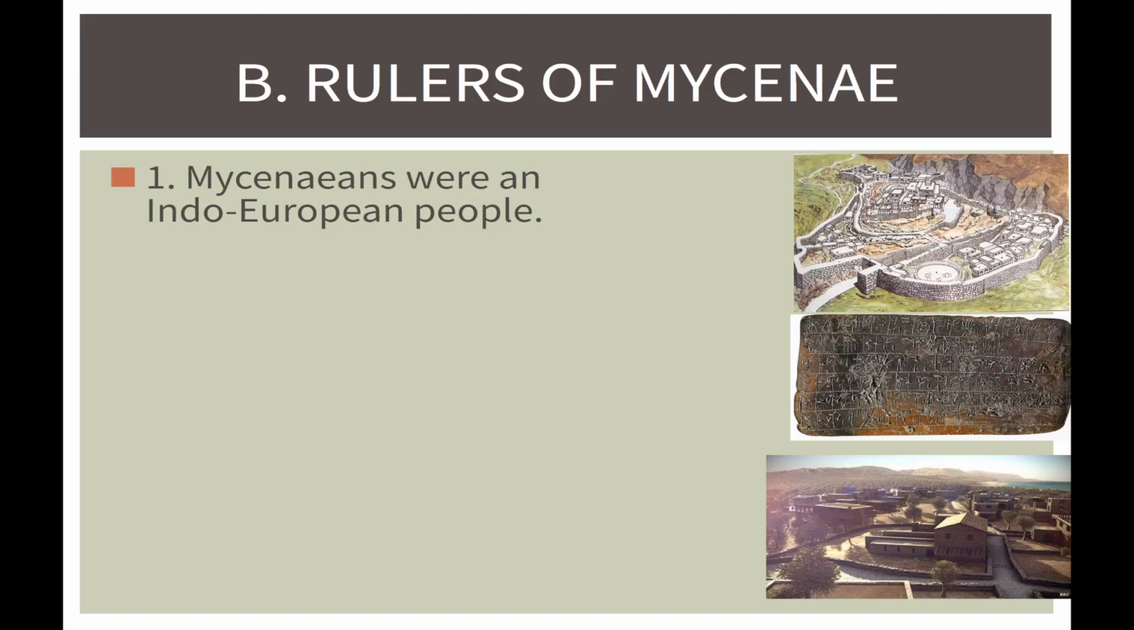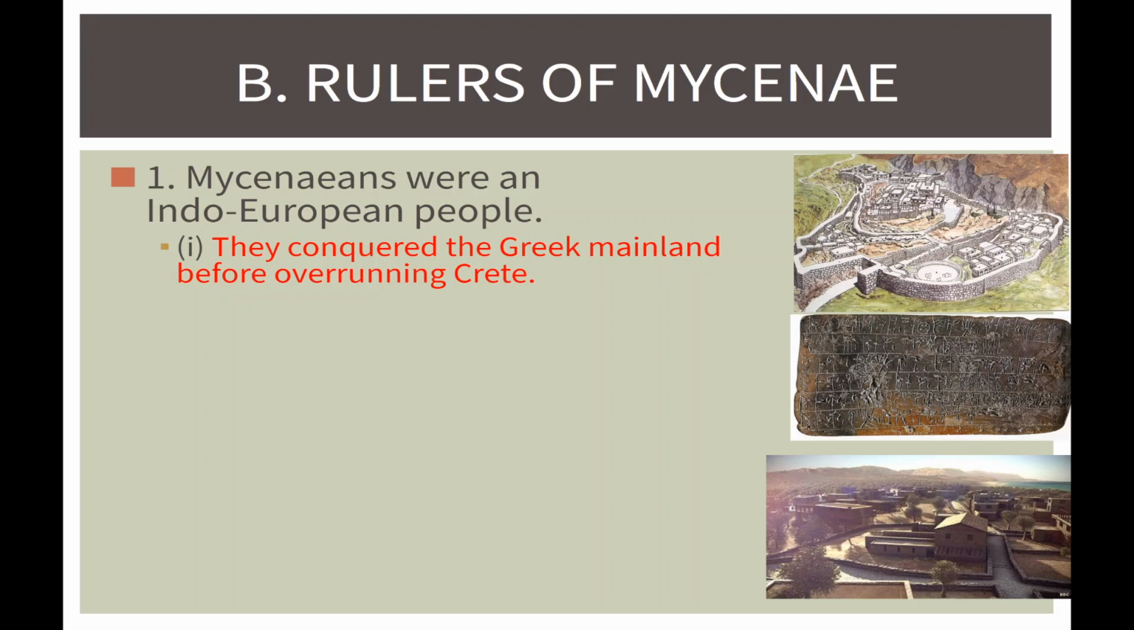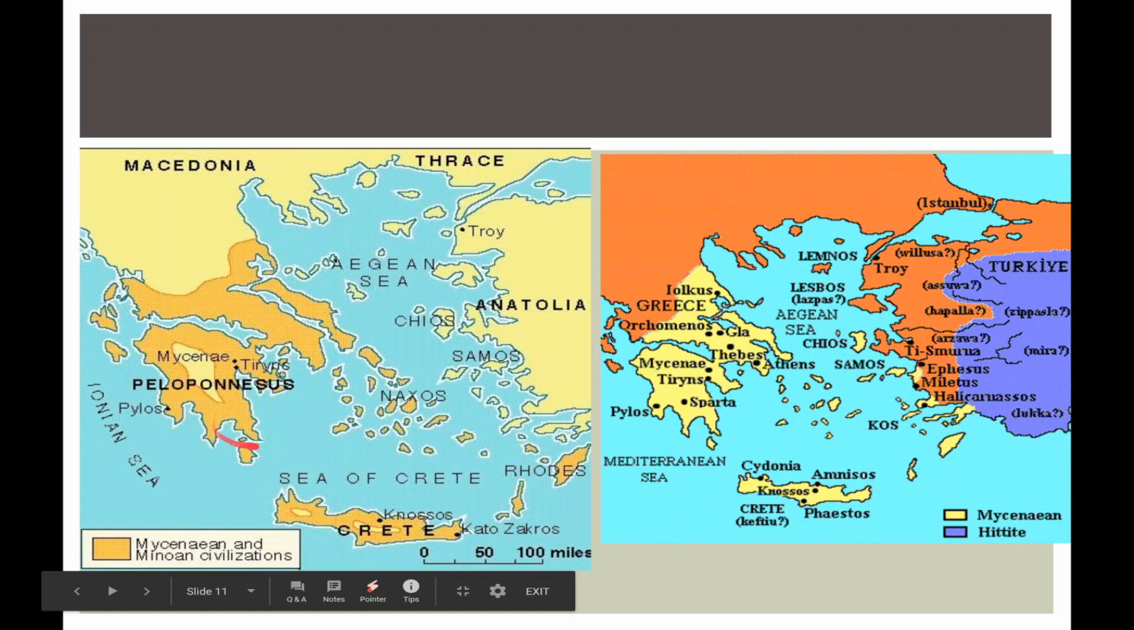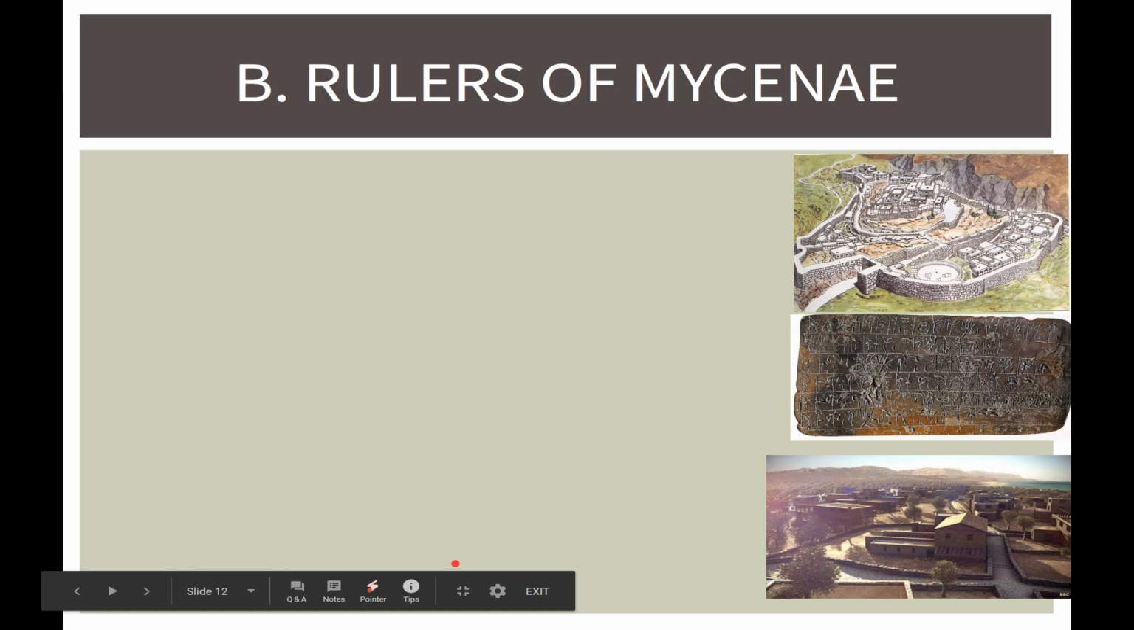So the Mycenaeans were an Indo-European people, so they're different from the Minoan people. They conquered the Greek mainland, and that's where they're originally from. Before they went into Crete, they had conquered this mainland area. So they had come down and conquered all of this area before they came over to Crete.